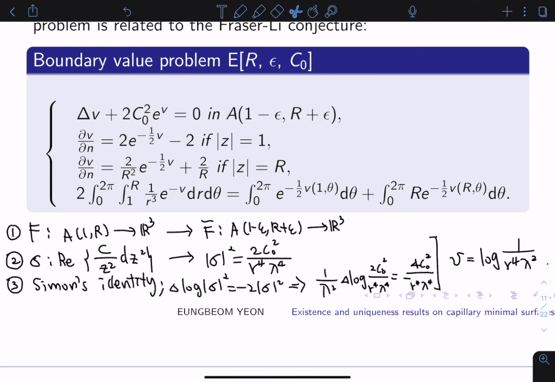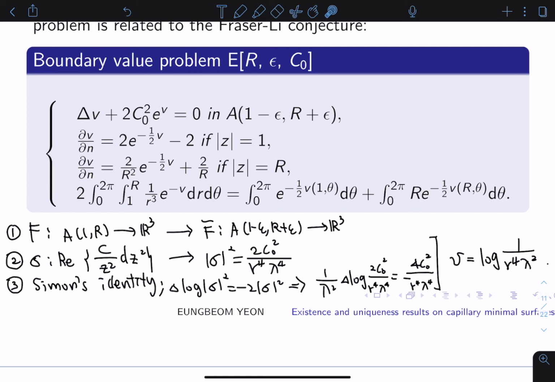So it goes like this. If we have a free boundary minimal annulus, then we have a minimal immersion from this annulus to R3. Then we are planning to impose the condition that the surface has real analytic boundary, so we can extend this immersion to a slightly larger annulus like this, from 1 minus epsilon to r plus epsilon. So we get an extended immersion here.